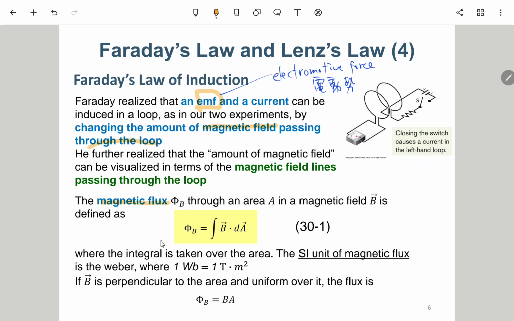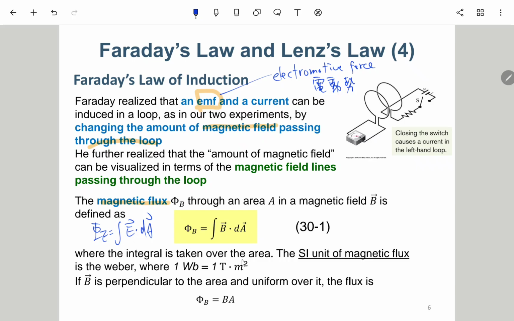Similar to electric flux. When we learned Gauss's law in chapter 23, we had a similar formula: Phi E equals the integral of E dot dA. Just for an open surface, not a closed surface. If it is a closed surface, we have a circle on the integral sign, but here we don't have a closed surface because the surface is enclosed by this coil. So this is surely an open surface. So Phi B is the integral of B dot dA, similar to this one.